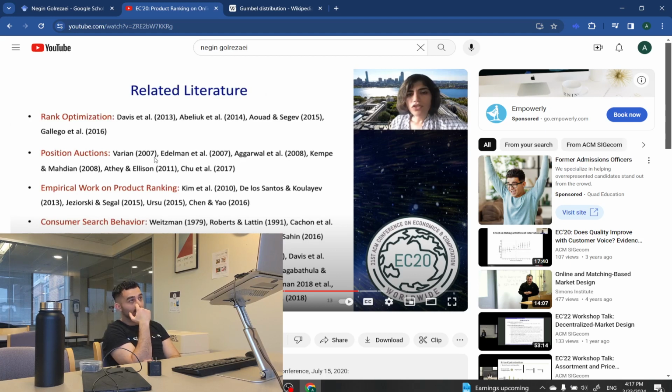Position auctions. Nice. They are auctioning for their position. What Google does these days is that these companies, they don't know how to bid in these auctions, and Google gets some money to bid for them on Google's auction. Empirical work on product ranking. I'm interested in that. Consumer search behavior, interesting. Choice modeling and assortment planning, interesting.